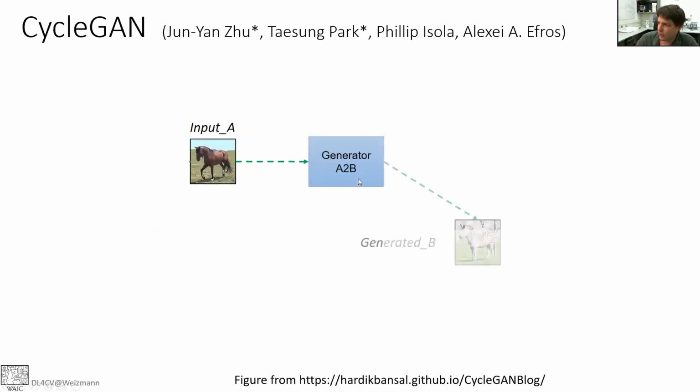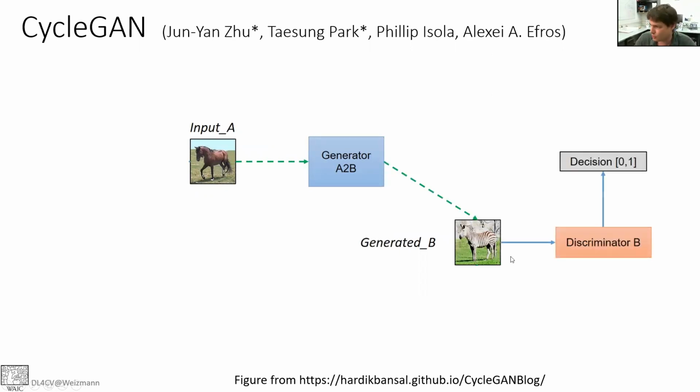Oops, sorry. And I'm going to generate, hopefully, something that looks like a zebra. To make sure I do, I'm going to feed it to a zebra discriminator. So what we have up until now is just a regular GAN, or almost. The input is a horse. It's different, but you get a horse, you generate a zebra, and you have this discriminator here.